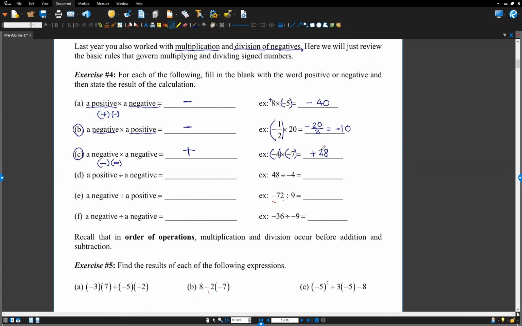All right, now take a look at division. Positive divide negative, still different sign, negative, right? You know that.